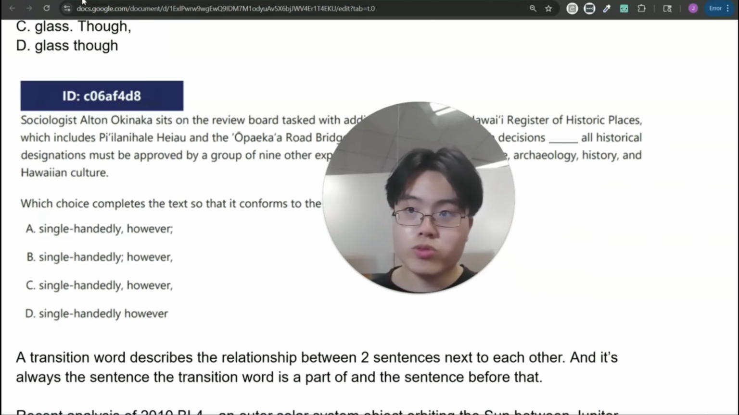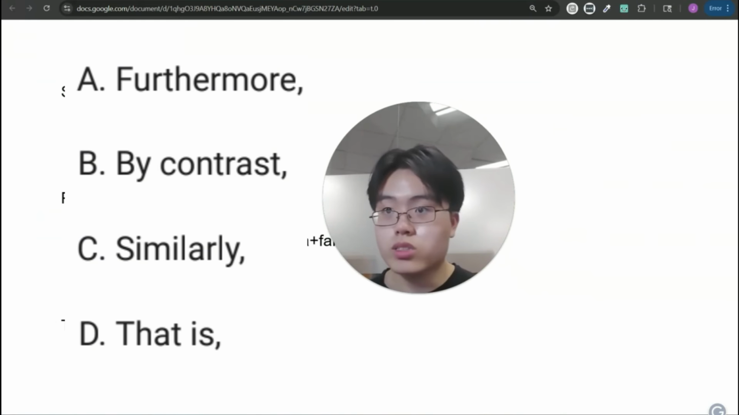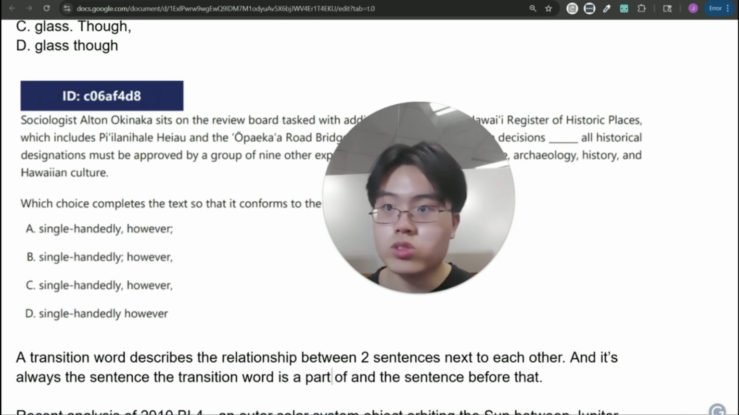By the way, don't get those confused with actual transition questions where there are different transition words in each answer choice. Those are completely different. This is the placement of the transition word, which side does the transition word go on.